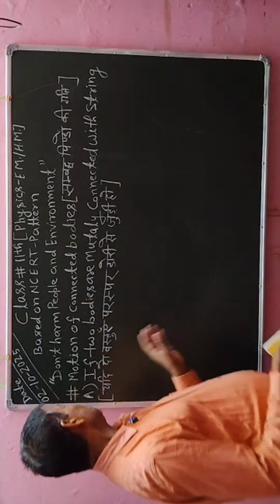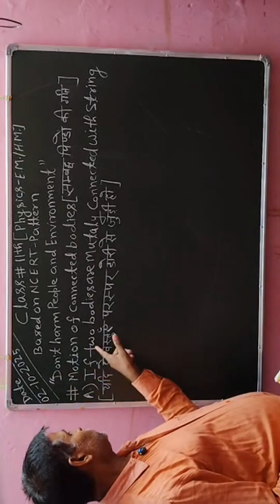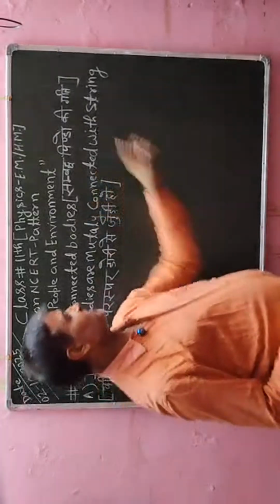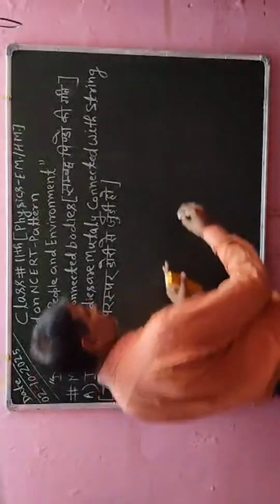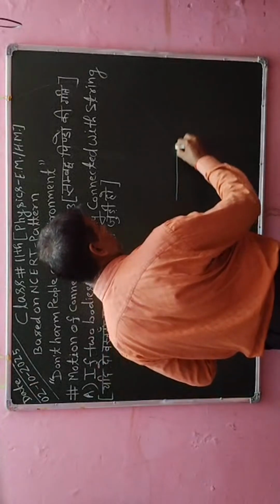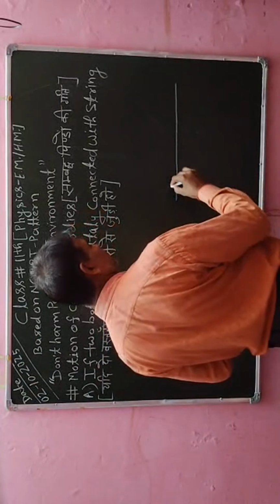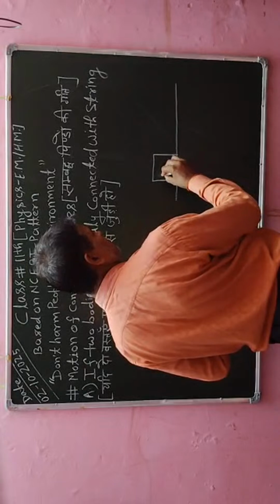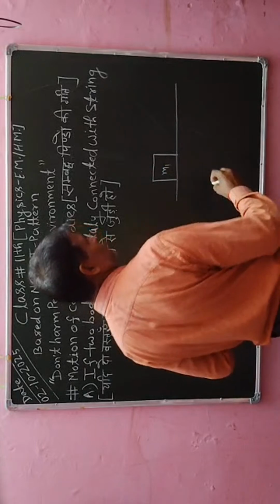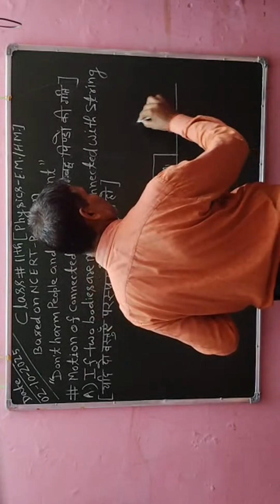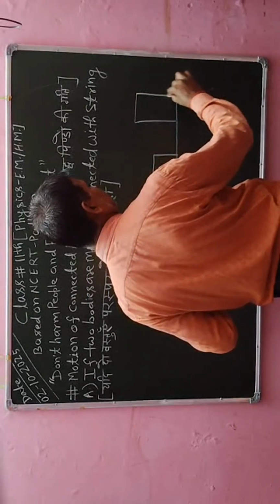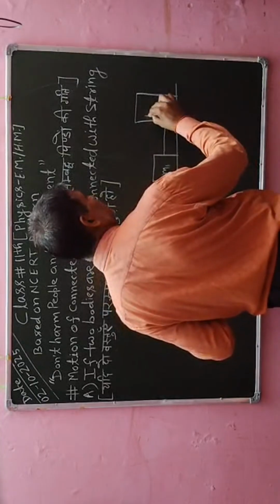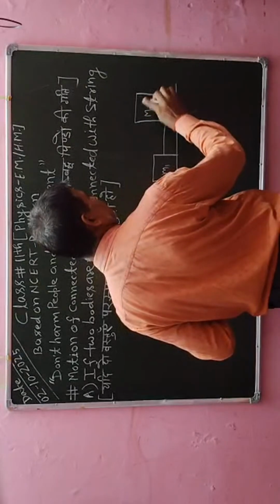Now here, if two bodies are mutually connected with a string, I am considering one smooth plane, and on this smooth plane I am taking two objects. One object has mass m1. Now another object which has mass m2 is also connected with a string. So this is the string, and this body has mass m2.